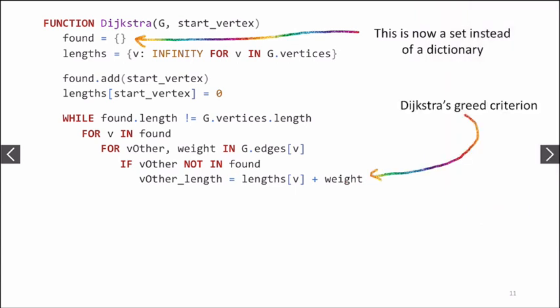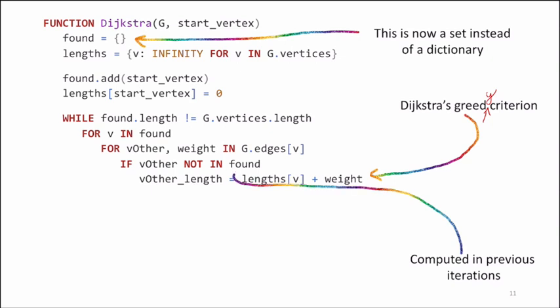And that has a special name. So that equation there, length V plus weight, is called Dijkstra's greedy criterion. Whoops, greedy. And it's special because we've already computed the length of the path to V. So we're reusing information that we've known from before.